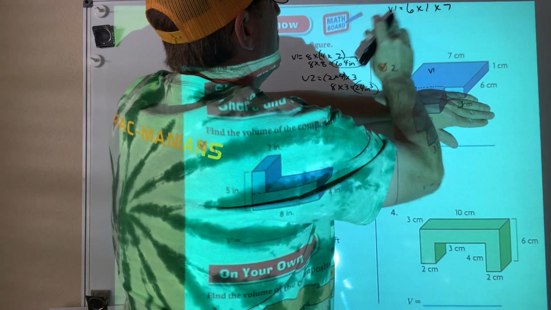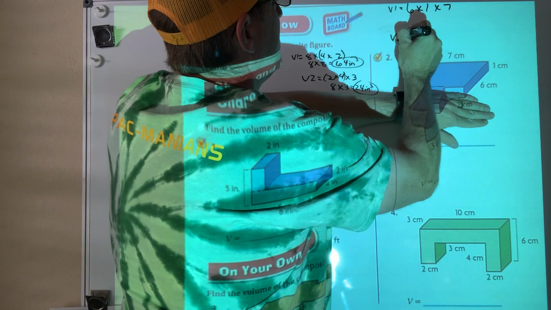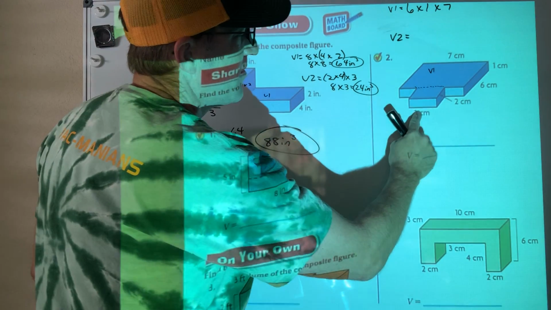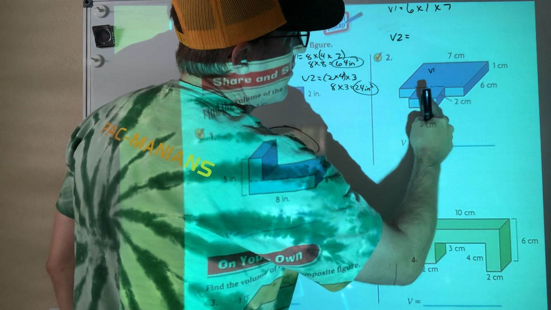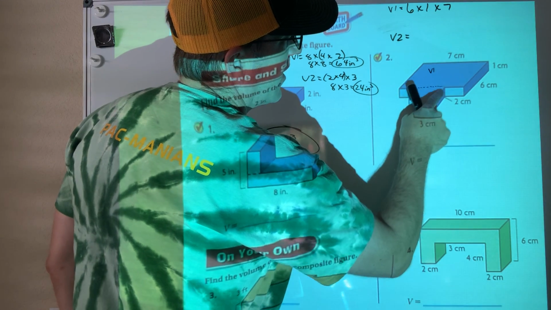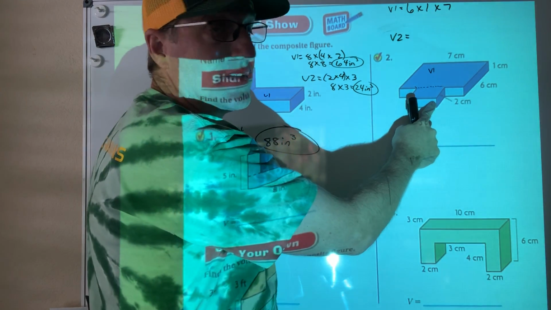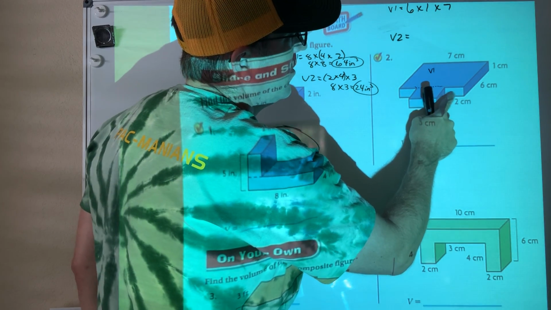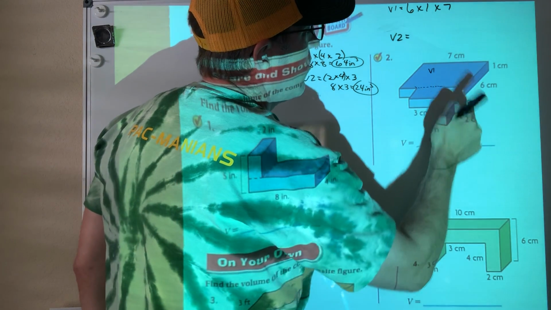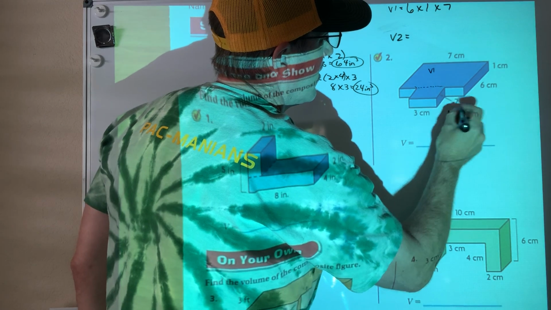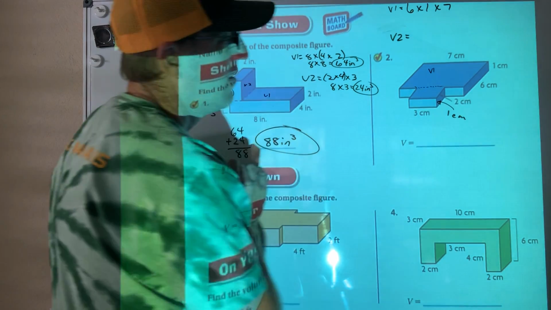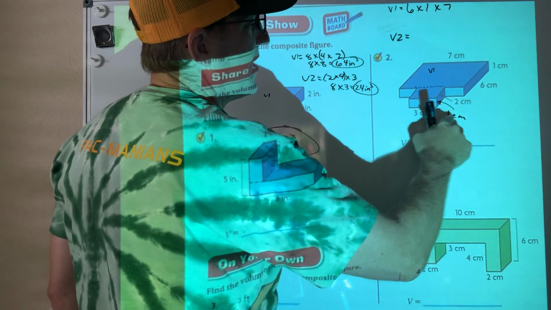And I'm going to put this down here just a little bit. V2, what numbers do they give me? They give me length and width. My arrow is pointing to this line right here, so I need to know my height. How do I find my height? Well, I follow my edges. There it is. It's a 1, so this is 1 centimeter. So I get 3 times 1 times 2.